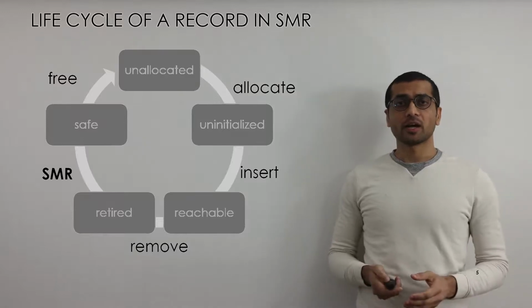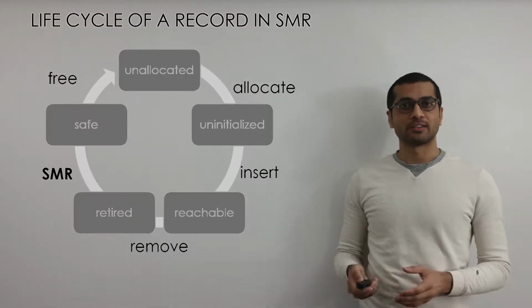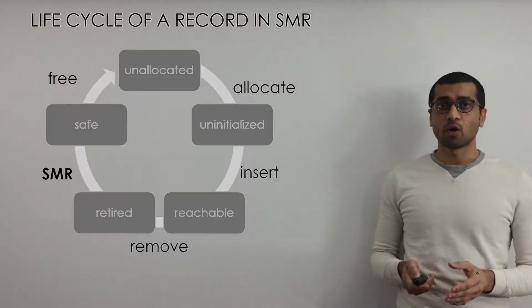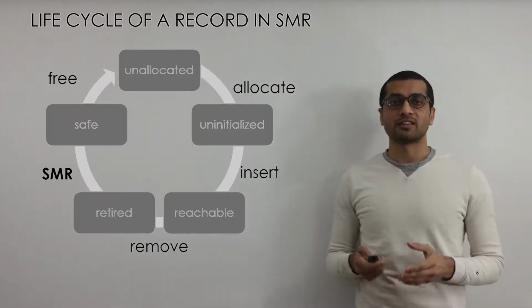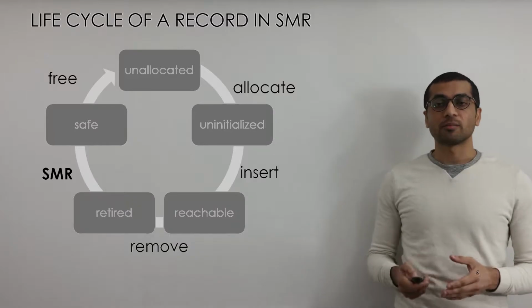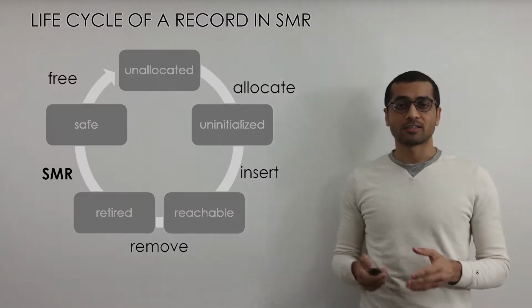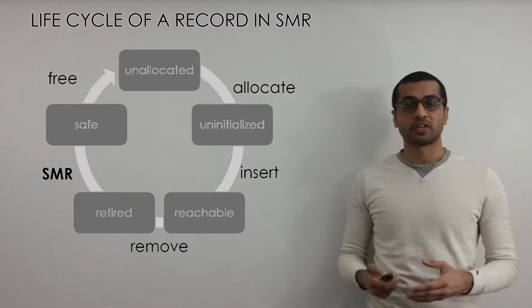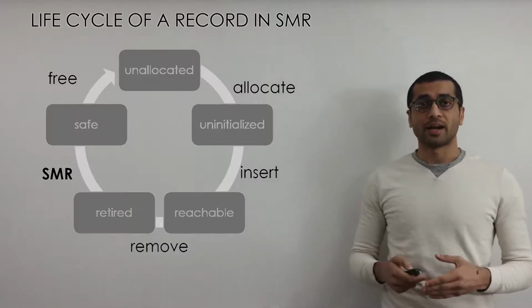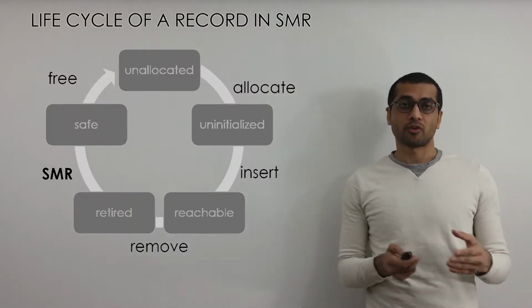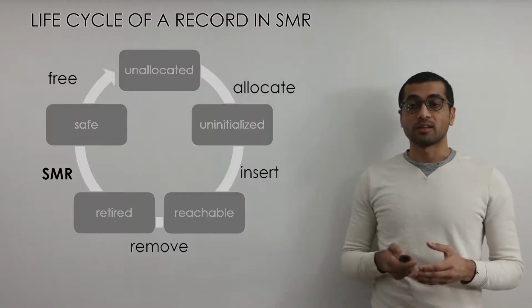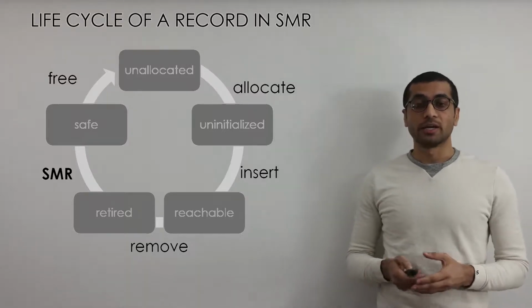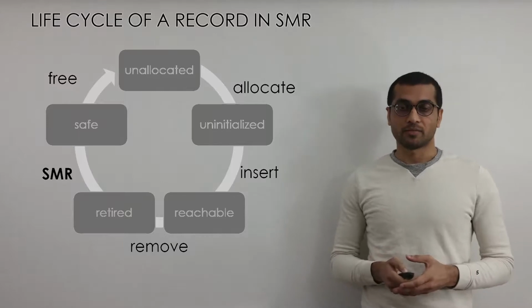Typically, a record in a concurrent data structure goes through multiple states. Initially, it is in the unallocated state. Then, if it gets allocated, it enters into the uninitialized state. Later on, a thread might insert a record in the data structure where it enters into the reachable state. And at that point, it becomes reachable from the entry point of the data structure. And after some time, a thread might remove the record and it enters into the retired state.